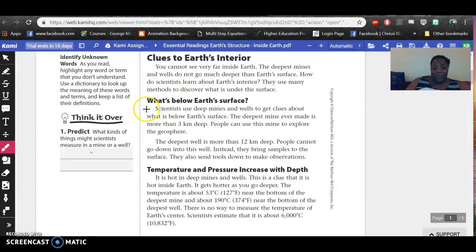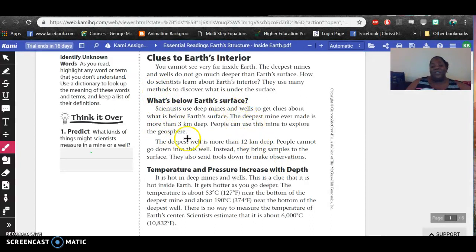So here, what's below Earth's surface? Scientists use deep mines and wells to get clues about what is below Earth's surface. The deepest mine ever made is more than 3 kilometers deep. What's km stand for? Kilometers. So the deepest mine ever made is more than 3 kilometers deep.